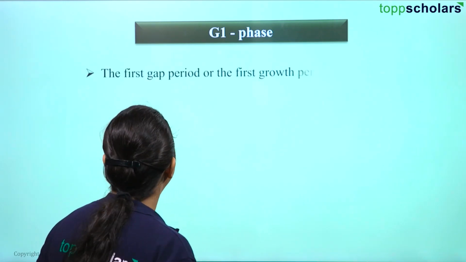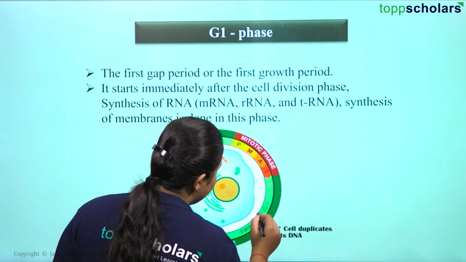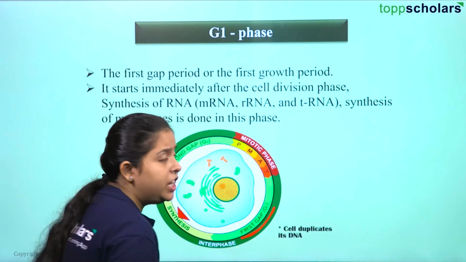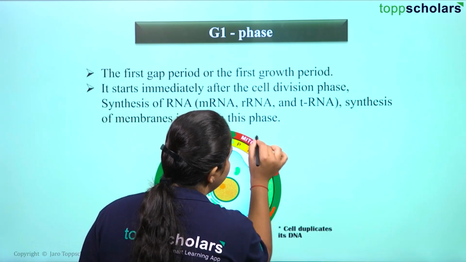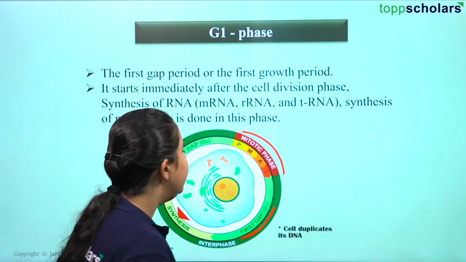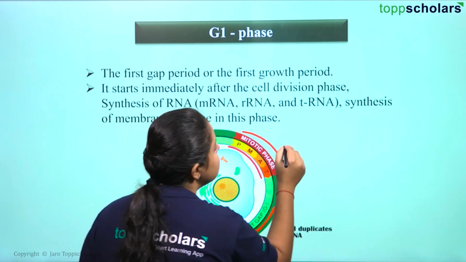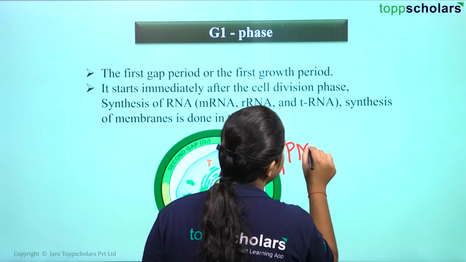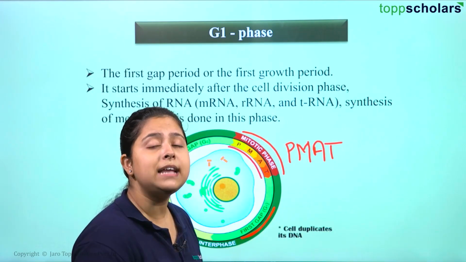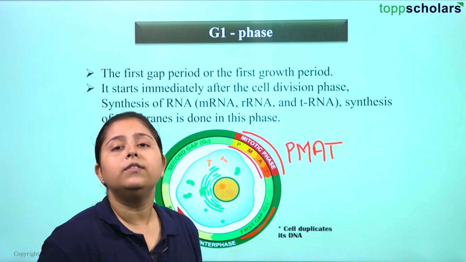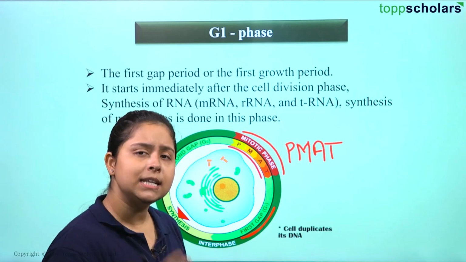Just wait a minute, over here we will have the diagram as well. So over here you can see this one is the first gap, that is G1 phase, which is coming after the mitotic phase, right? In mitotic phase, we need to remember this acronym which is PMAT. What are these letters standing for? We will be learning in our future videos which will deal with mitotic and meiotic phase separately.